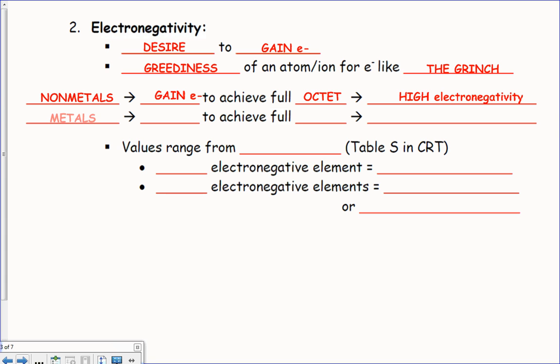Metals, of course, with their loosey-goosey sea of electrons, tend to lose electrons. So if they lose them all the time, that's how they're going to get to their octet, and they have a low electronegativity. They really just don't want them. So our values on table S are from 0 to 4. The most electronegative atom, of course, is going to be fluorine.